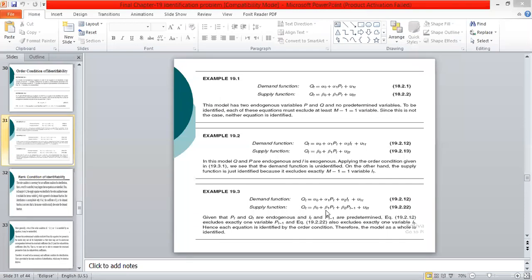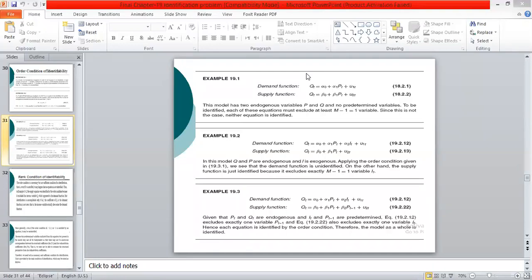The supply function also excludes at least m minus 1 variables, that is equal to 1. So the supply function is also exactly identified. So both these equations are exactly identified. I have examined the identification of these models using definition 1.